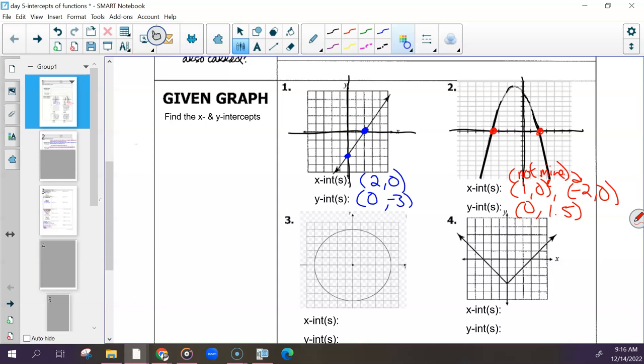Is number 2 a function? Yes, that one should be. It passes the vertical line test. Just because it has 2 x-intercepts doesn't mean it's not a function. What is our domain for this one? Assume it has arrows. All real numbers again.